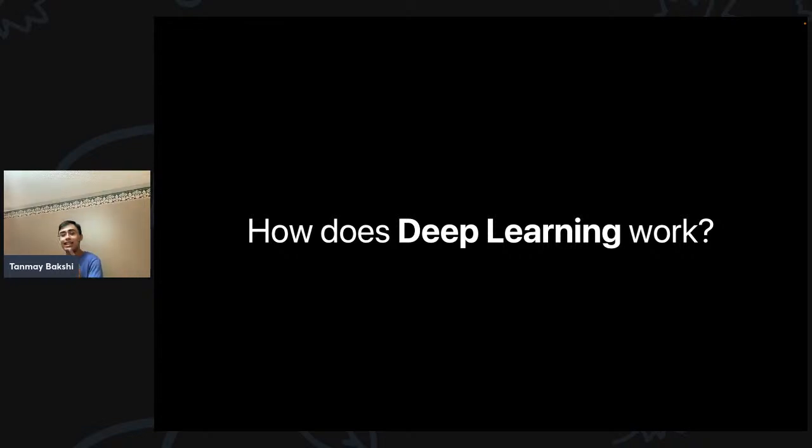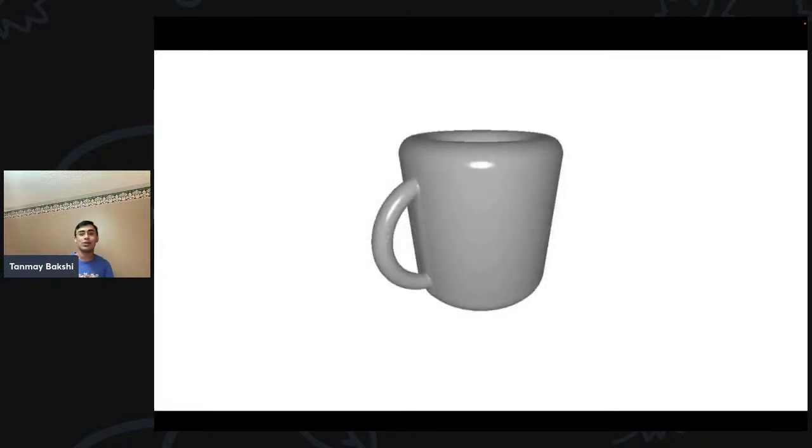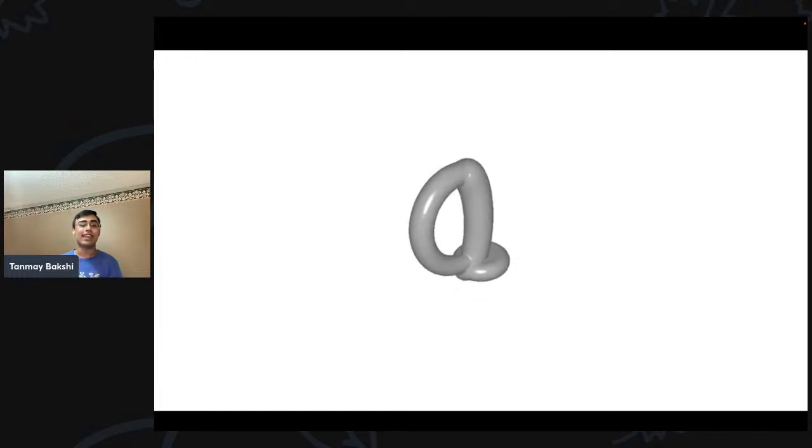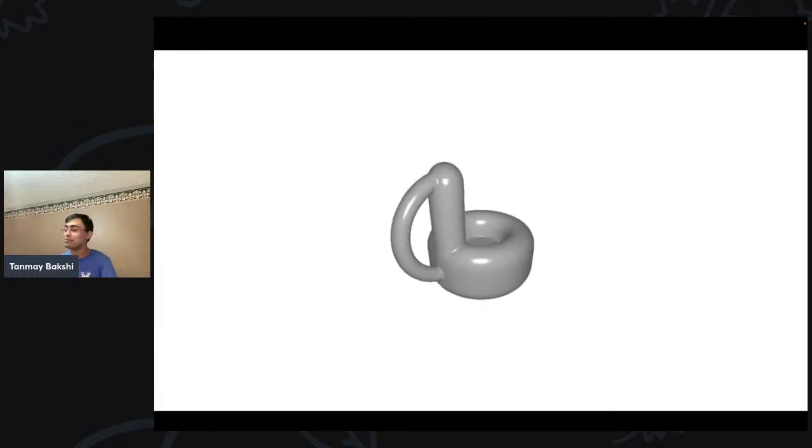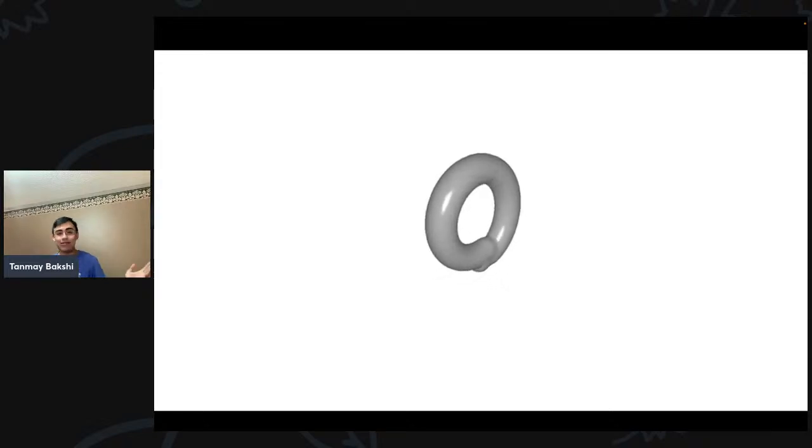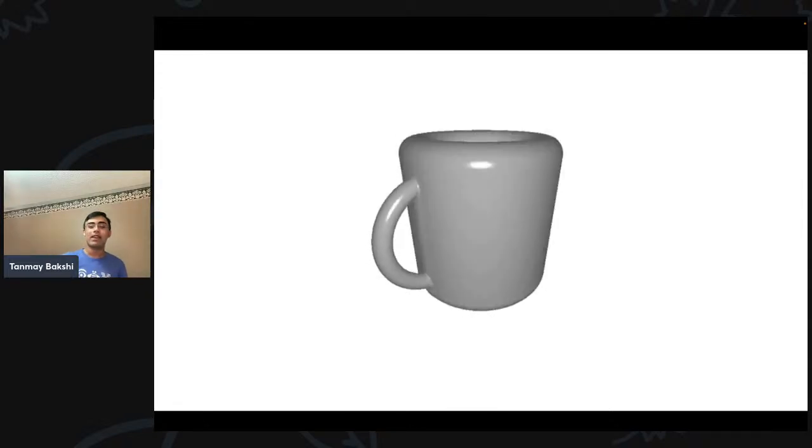Now, I like to refer to a joke about topologists to understand how deep learning works, and you'll see why it's relevant in just a moment. The joke goes that to a topologist, a coffee mug and a donut are the same thing because they both only have a single hole. And you're probably wondering, what does this have to do with machine learning or deep learning technology? Well, let me explain. Imagine you start off with a coffee mug like this one.